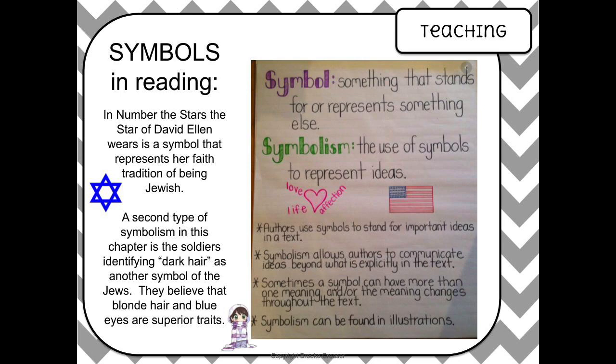In Number the Stars, the Star of David Ellen wears is a symbol that represents her faith tradition of being Jewish. A second type of symbolism in this chapter is the soldiers identifying dark hair, another symbol of being Jews. They believe that blonde hair and blue eyes are superior traits. Both of these represent symbolism of something much bigger than the actual item that it is.